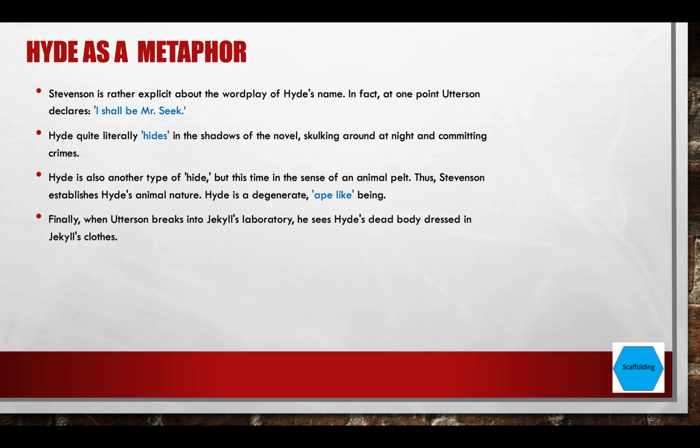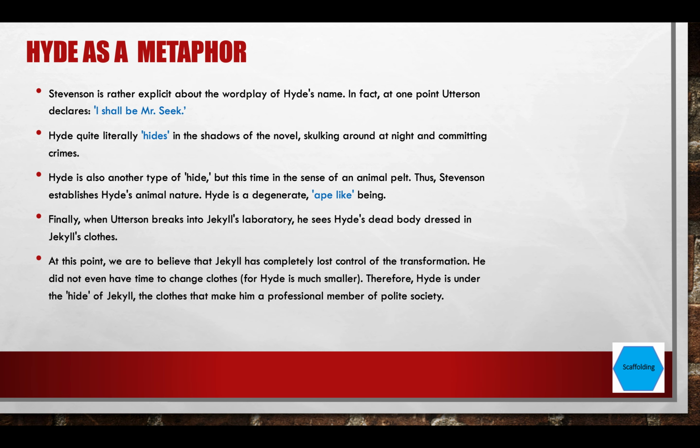So finally, when Utterson breaks into Jekyll's laboratory, he sees Hyde's dead body dressed in Jekyll's clothes. At this point, we are able to believe that Jekyll has completely lost control of the transformation. He did not even have time to change clothes, for Hyde is much smaller. Thus, Hyde is under the hide of Jekyll, the clothes that make him a professional member of polite society. Had the suicide not happened, perhaps Hyde would have made more trouble in Jekyll's hide.